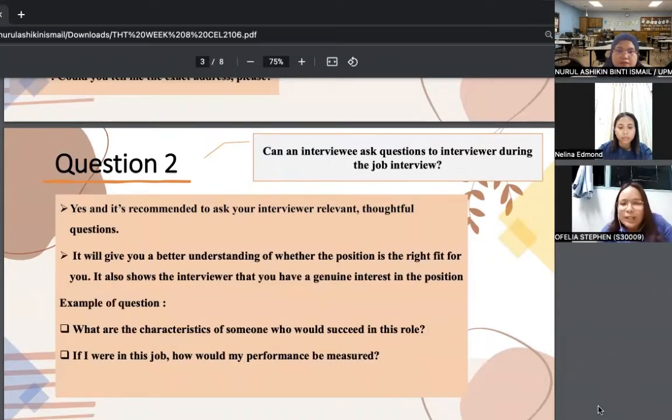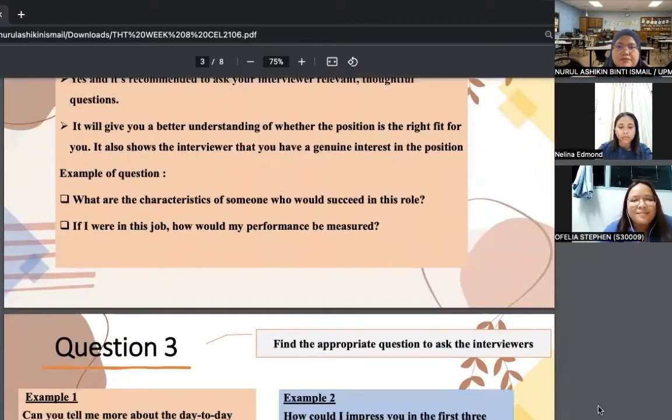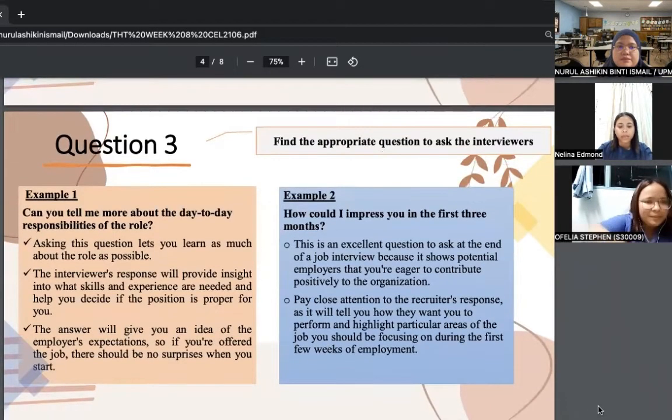Next, I will pass to Nelina. Okay, thank you. So my part is question 3. Find the appropriate question to ask the interviewer. So for example number 1, the question is, can you tell me more about the day-to-day responsibilities of the role?